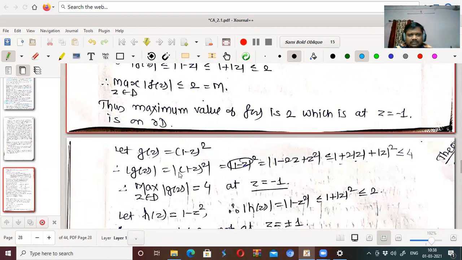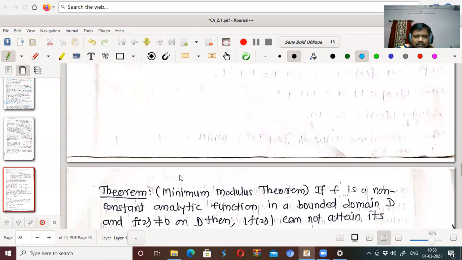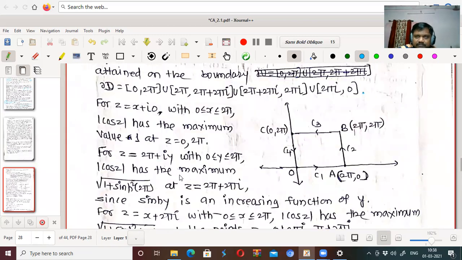Its calculations are there. So this is about the maximum modulus principle. Okay, we'll see some other concepts in the next lecture.